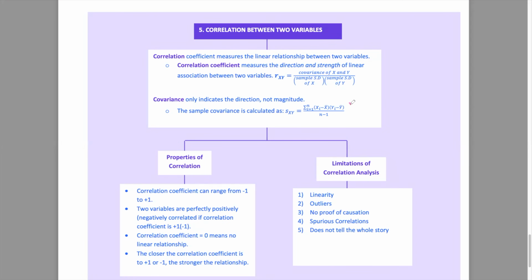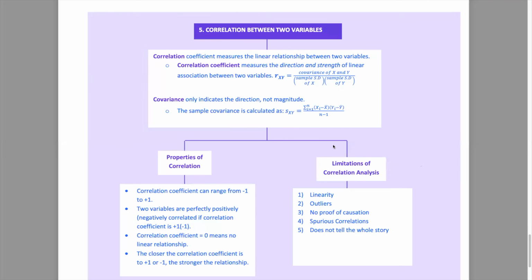Covariance values depend on the scale of the variables. Larger values don't necessarily mean a stronger relationship, but could simply result from larger numbers in the data. Correlation normalizes this by dividing by the standard deviations, giving a consistent measure of relationship strength regardless of scale. Correlation provides clear insight into the strength and direction of a relationship, whereas covariance only indicates the direction.